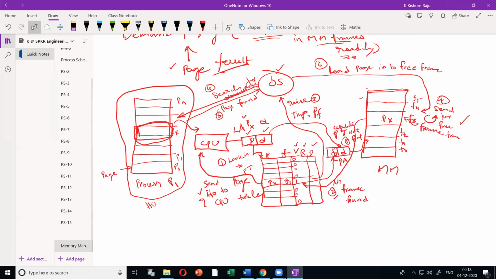If the requested page is not available in the main memory frame, then the operating system will raise a trap. I will call that trap a page fault. I'll repeat again: whenever a page is requested by the CPU and that requested page is not available in the main memory frames, then the operating system will raise a trap called page fault. That is called page fault.